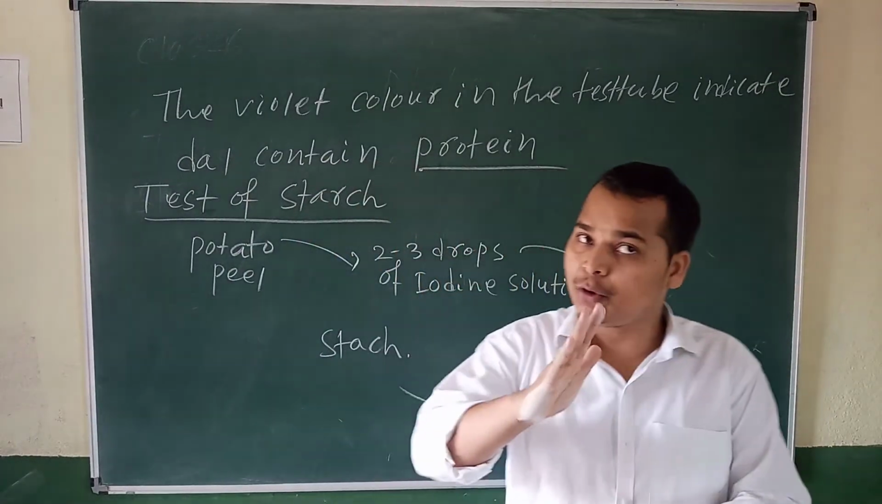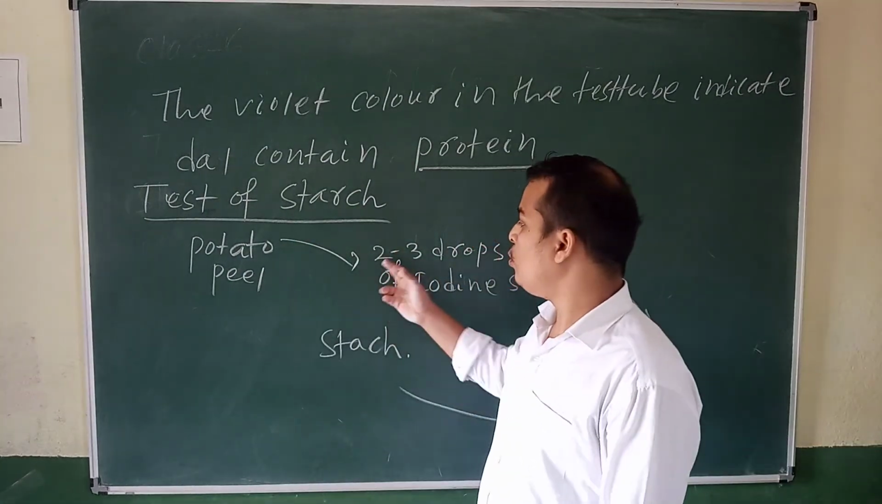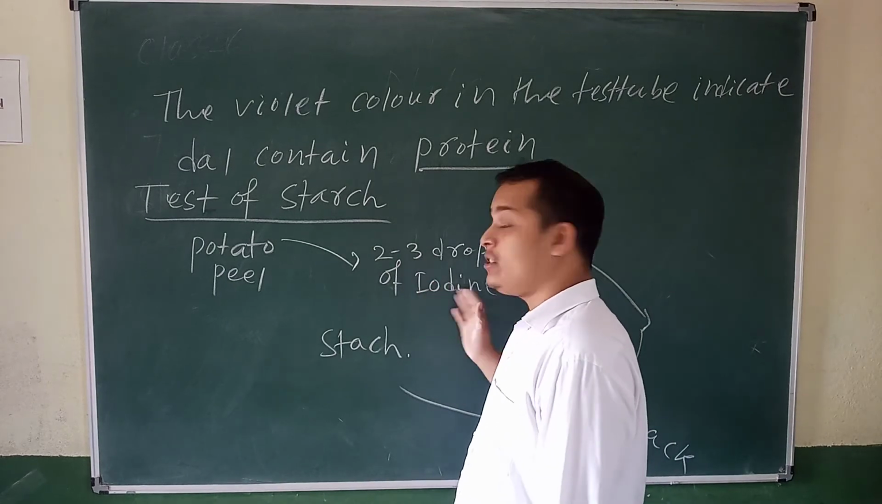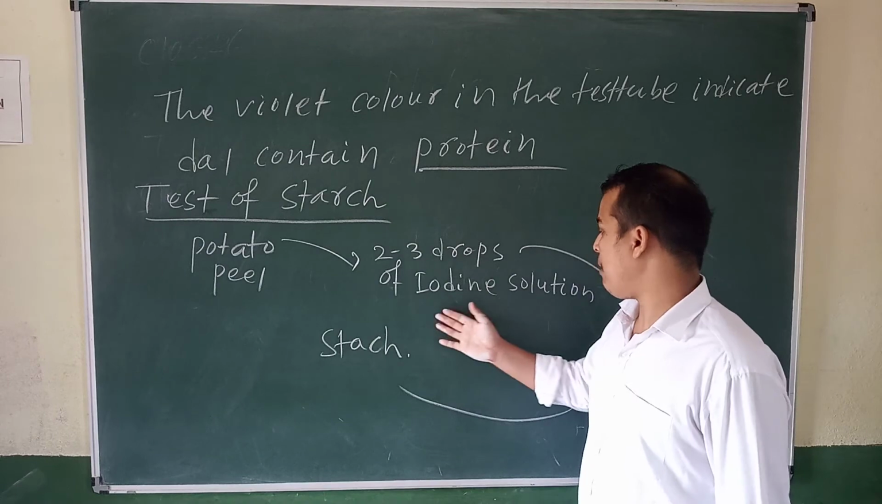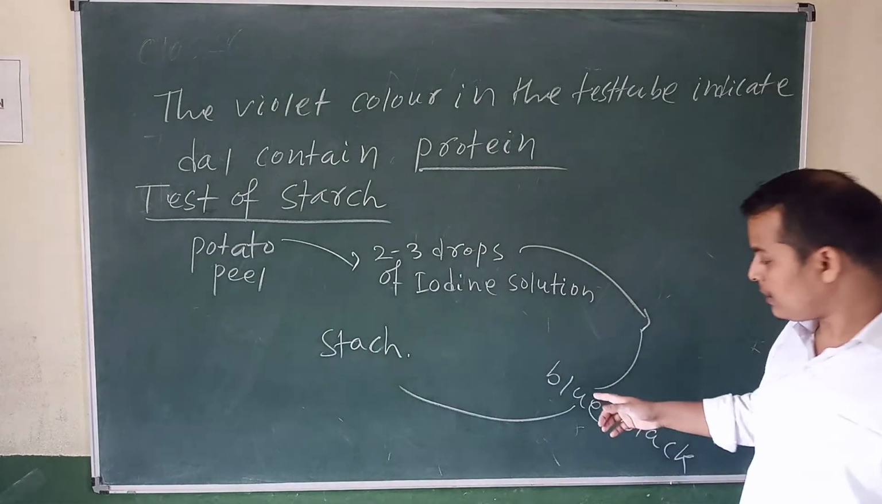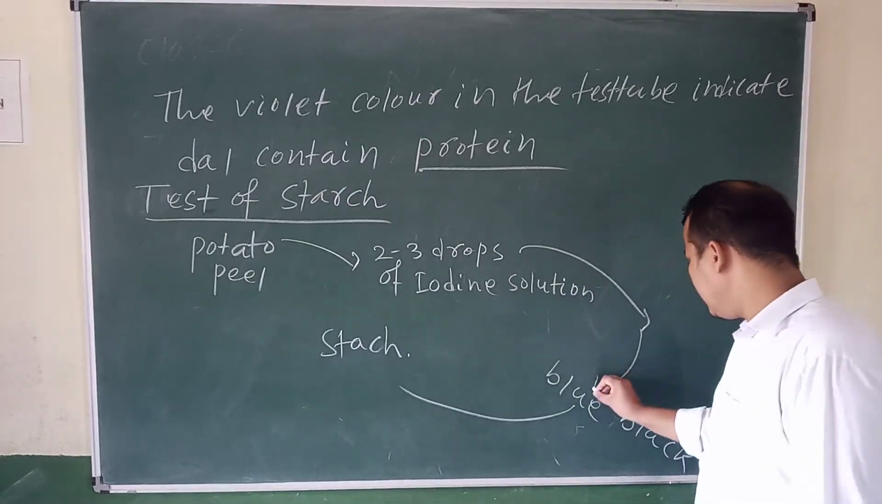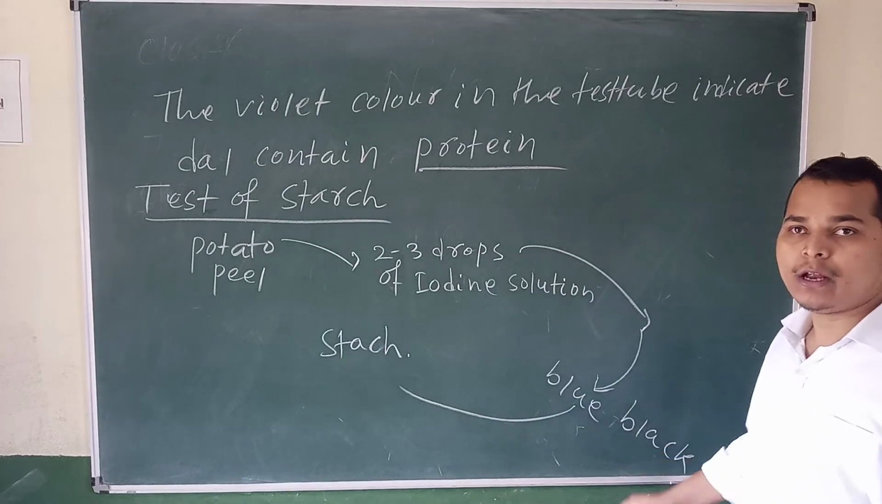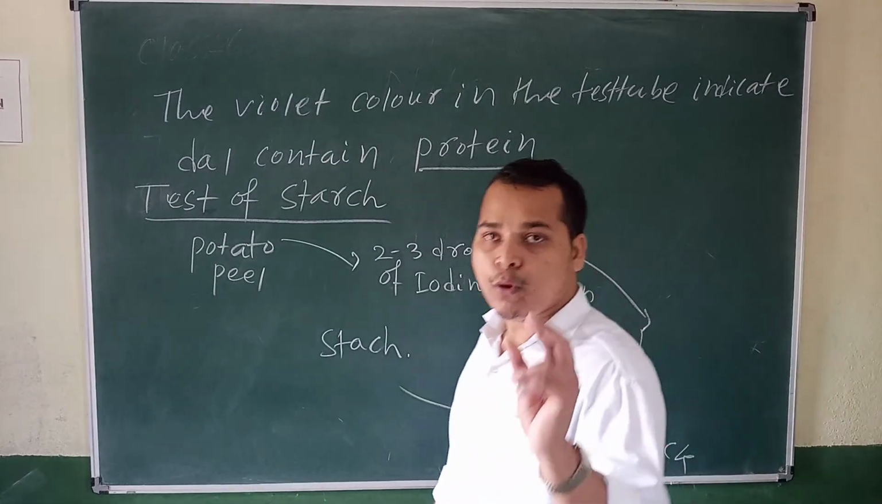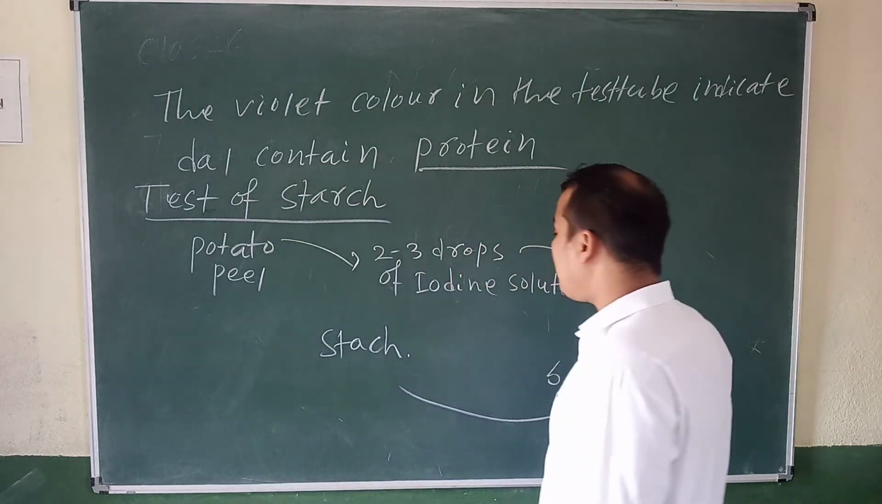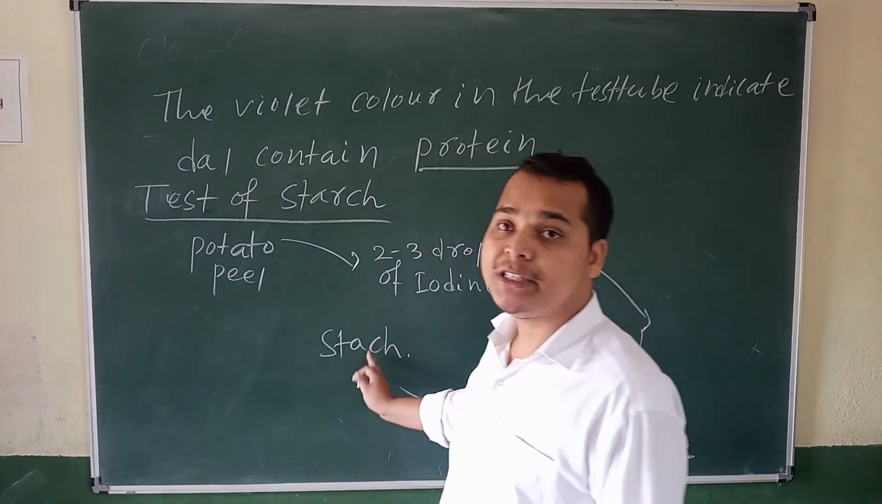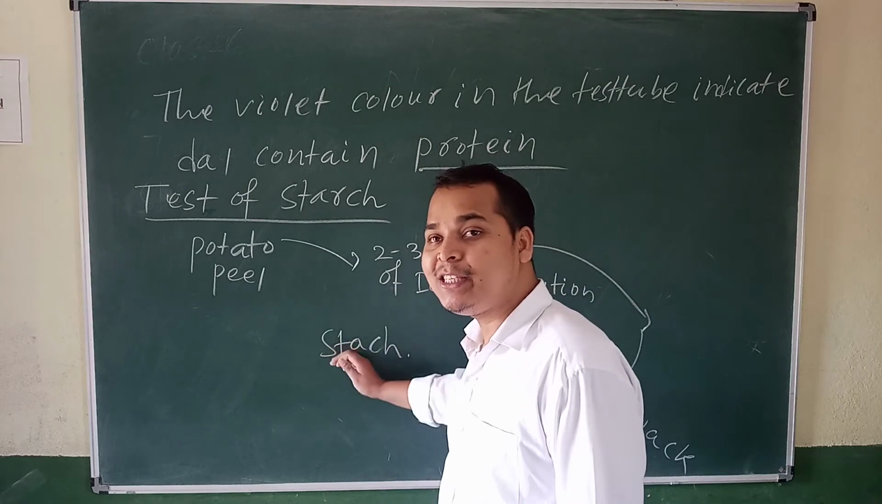Okay, so take one potato, then add 2 to 3 drops of iodine solution. This is an easy experiment, very easy. Then the food changes to what? It is blue or black color. Okay, two colors will come. Some blue will come or black will come. So this blue and black color indicates that starch is there in this food.